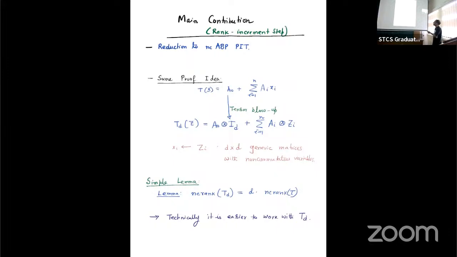Why do we do such a thing? Because what we could observe is that the NC rank of this new matrix T_D is just D times the NC rank of the original matrix T. And it turns out that it is somewhat easier to work with this matrix T_D than the original matrix T. You can also expect it to happen, since you have just blown up everything by a D-dimensional matrix. So there is no big surprise that the NC rank will change by a factor.